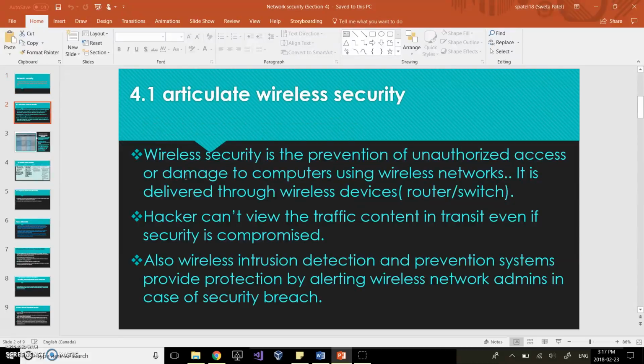So let's go. The first point is articulate wireless security. What is wireless security? Wireless security is the prevention of unauthorized access or damage to computers using wireless networks. It is delivered through wireless devices like a router or switch. Hackers cannot view the traffic content in transit, even if security is compromised. Also, wireless intrusion detection and prevention systems provide protection by alerting wireless network admins in case of a security breach.